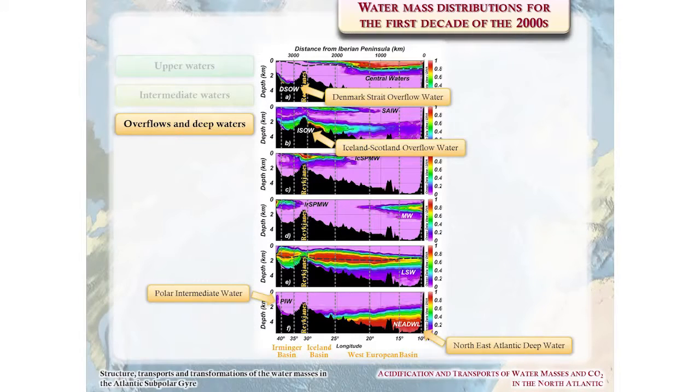The Iceland-Scotland overflow water presents its main core at the eastern flank of the Reykjanes Ridge, from where it extends eastwards. And this eastward extension may indicate that part of this water mass must bypass the Charlie-Gibbs fracture zone and flow into the West European Basin. We also find important fractions of Iceland-Scotland overflow water in the interior of the Irminger Basin, associated with its northward advection after crossing the Charlie-Gibbs fracture zone.